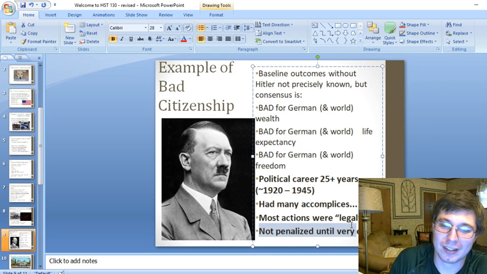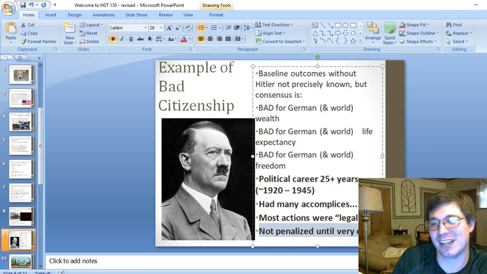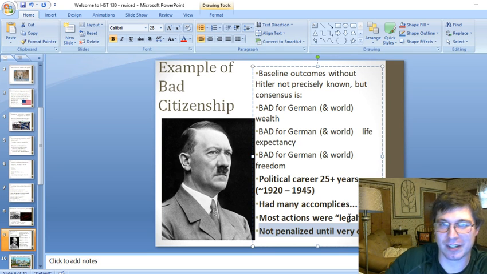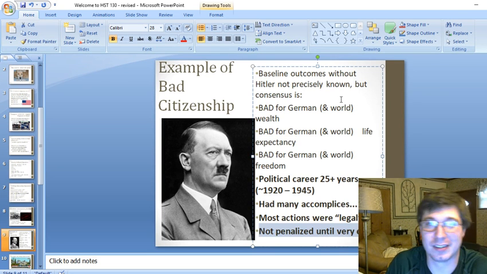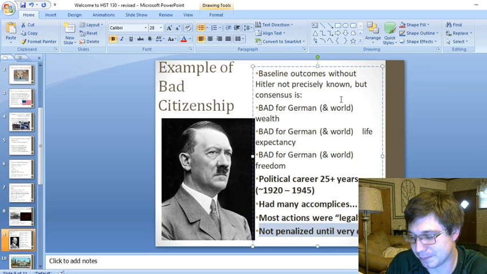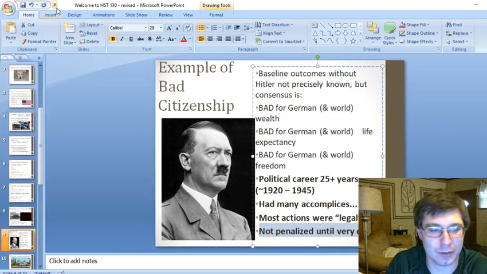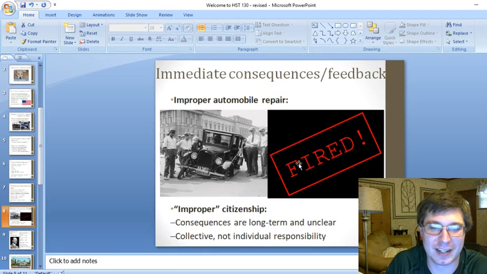And Hitler was not penalized for his bad citizenship until the very end, when he had no choice but to commit suicide or else be captured by the invading Soviet army that was invading Germany, or liberating Germany at the end of the war, depending on how you look at it. So there is no authentic assessment that has immediate feedback like there is with automobile repair.